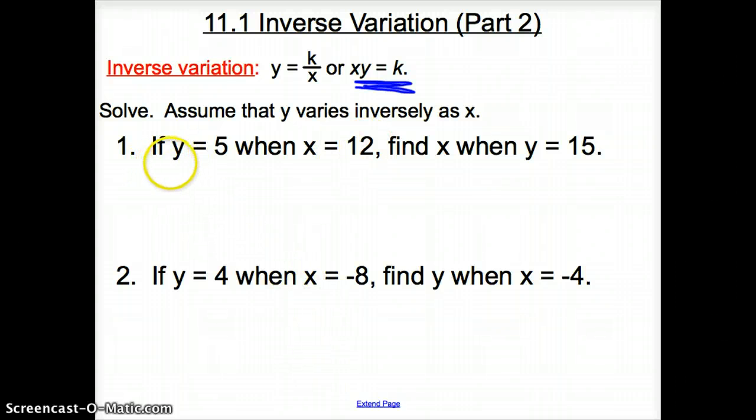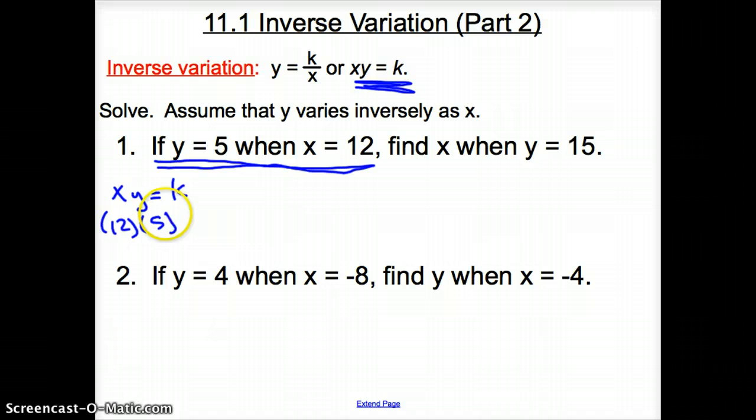So here we go. First problem asked, if y equals 5 when x is 12, find x when y equals 15. First part here though is we have to find k. How do we find k? We are going to use this. We have xy equals k. So let's go ahead and find k. X is 12, y is 5, and so that equals k. So k now equals 60. So that's the first part of it. K equals 60.